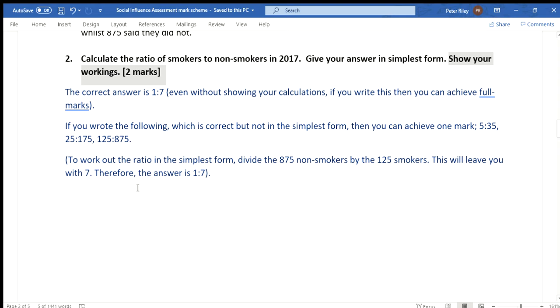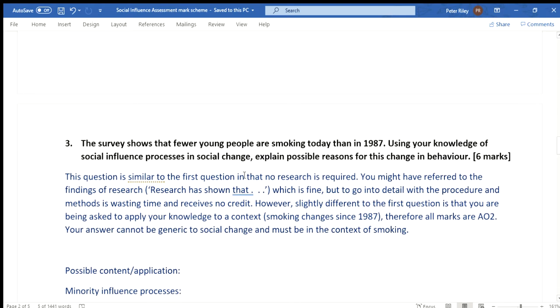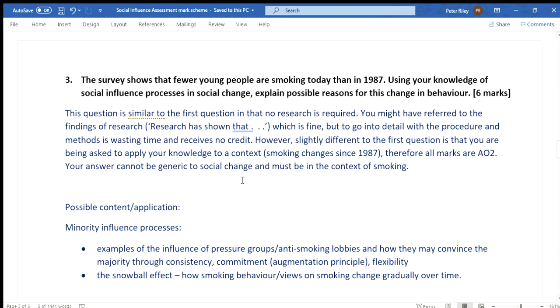The next question, question number 3. The survey shows that fewer people are smoking today than in 1987. Using your knowledge of social influence processes in social change, explain possible reasons for this changing behaviour.